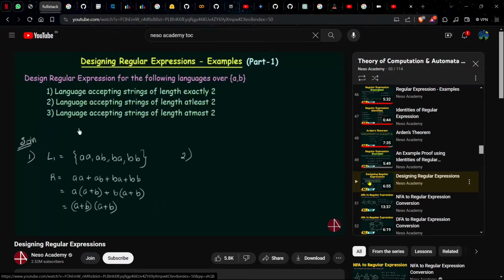Now let's do the second one. So the second one is a language accepting strings of length at least 2. So what is the meaning of at least 2? At least 2 means it could be AA, AB, BA, BB. These are the strings of length 2, and it says at least 2. At least 2 means 2 or more than 2. So it could be AAA, and it could continue. This will actually be an infinite set because it says at least 2, which means 2 or more than 2. 2 is the minimum one, and the maximum is not specified, so it is an infinite set.